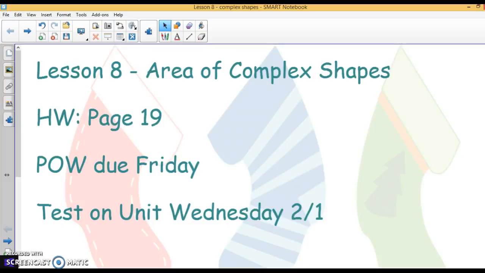All right, the lesson that we are talking about today is in the plane geometry unit. It is lesson 8, area of complex shapes. The homework that goes along with this is page 19.